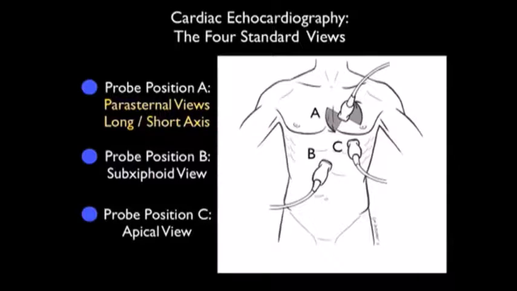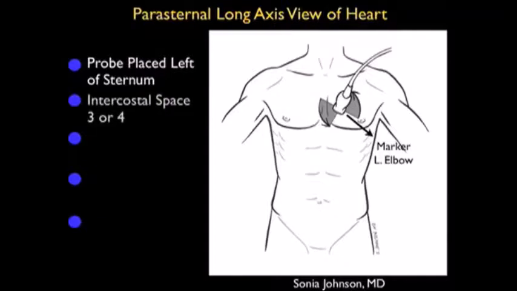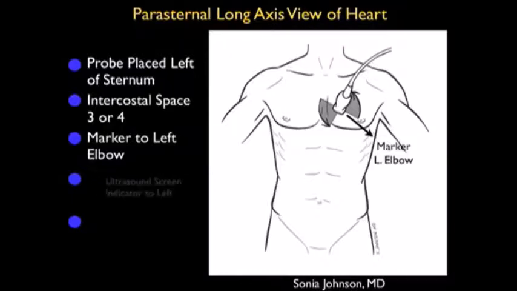There's a great deal of information we can get from the parasternal long axis plane, so let's learn how to perform the examination. For this examination, it's optimal to use a small footprint phased array type probe that can easily sit between the ribs. We're going to place the probe just left of the sternum at about intercostal space 3 or 4, with the marker dot on the probe aimed down towards the patient's left elbow if the patient's left elbow is down by the side.